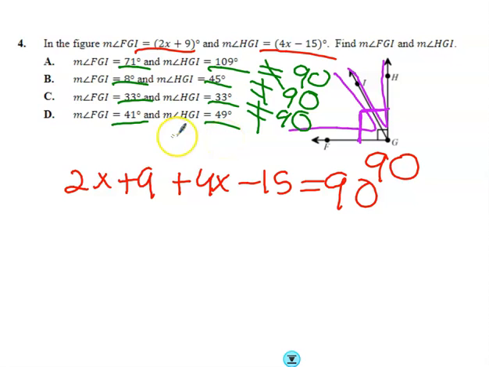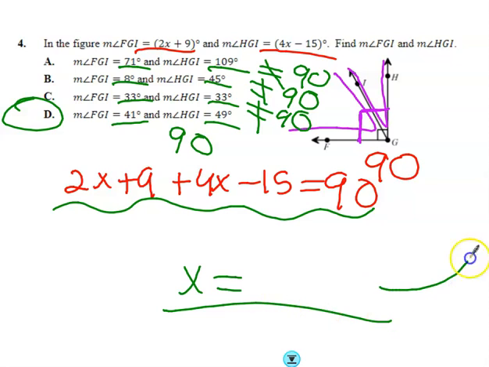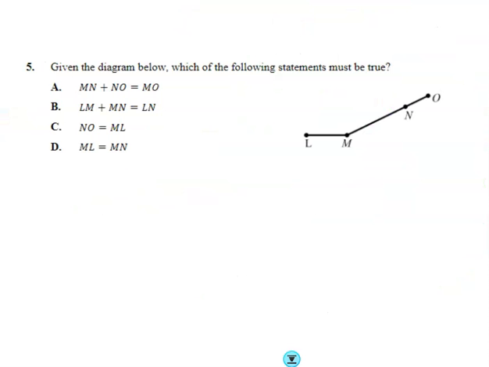41 plus 49 would give you 90 degrees. So that's your answer. If it's not that simple, you would solve this problem down here, find x, and then plug it back into the angles and find the value of each. But use your options. Use your multiple choice options.